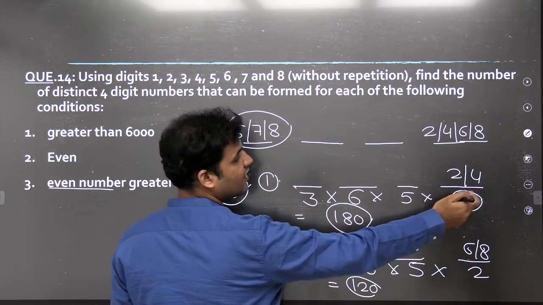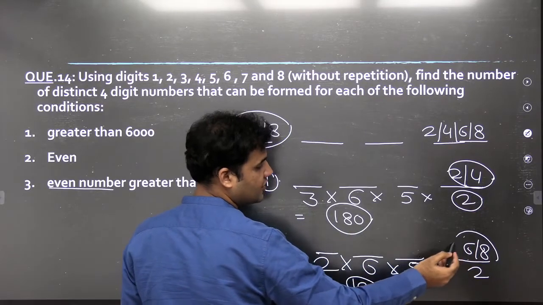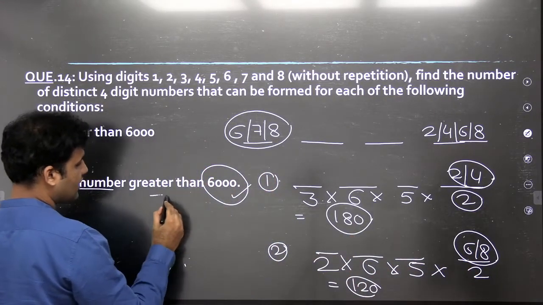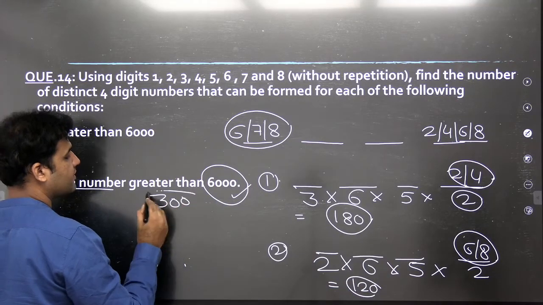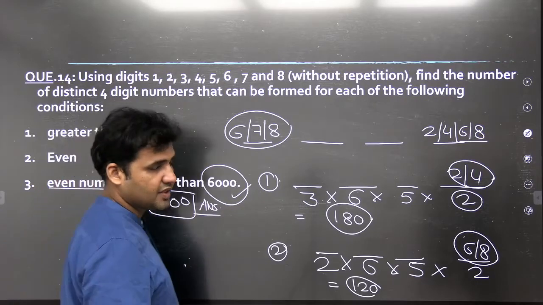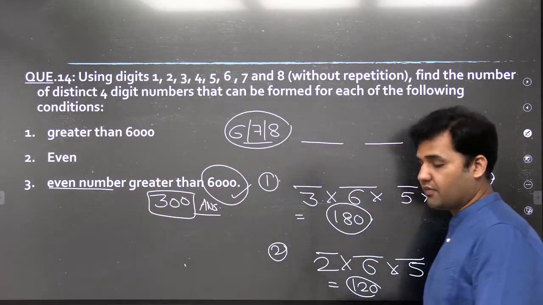But here in this even number, unit digit will be either 2 or 4. Here in these even numbers, unit digit will either be 6 or 8. So total 180 plus 120, the answer to the third question will be 300. So 300 will be the answer of this question. Yes. Is it clear? This was question number 14 of our course.